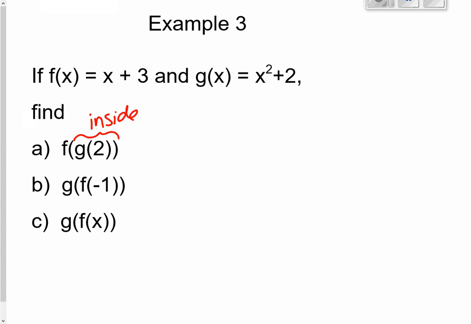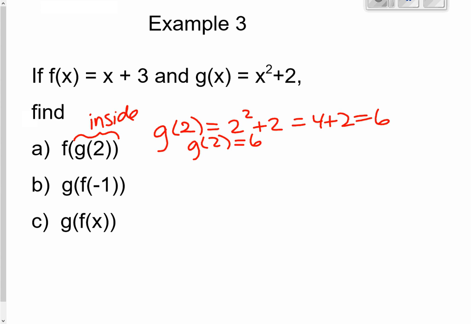So we want to start with g of 2. Let's find g of 2 first. g of 2 would be 2 squared plus 2, which is 4 plus 2, which is 6. So g of 2 actually is equal to 6. And since g of 2 is equal to 6, I can replace g of 2 inside here, and instead of writing f of g of 2, I can now just write f of 6, because I know g of 2 is equal to 6.